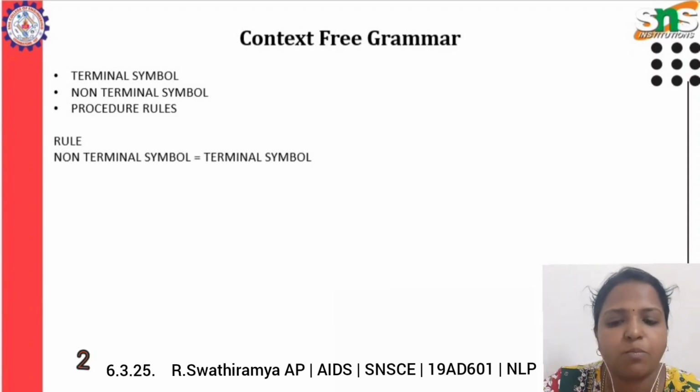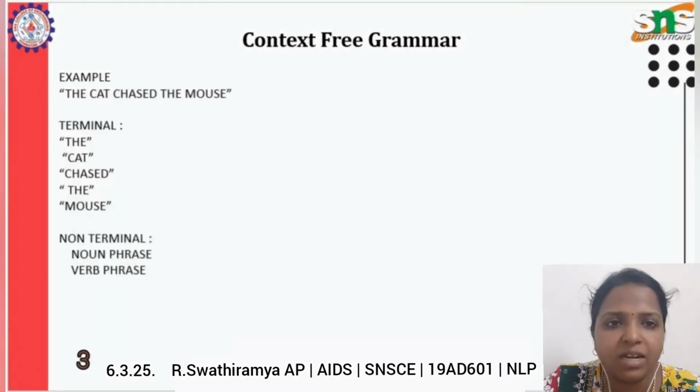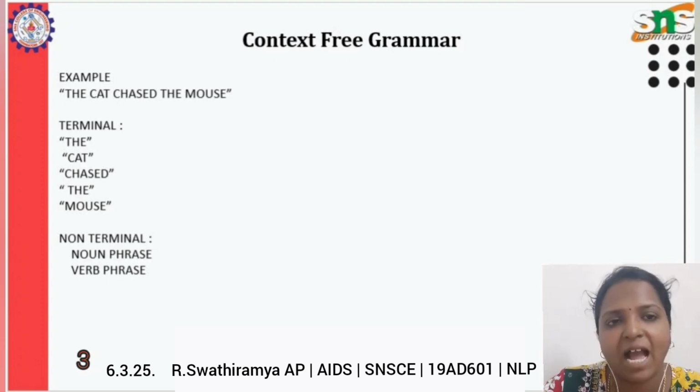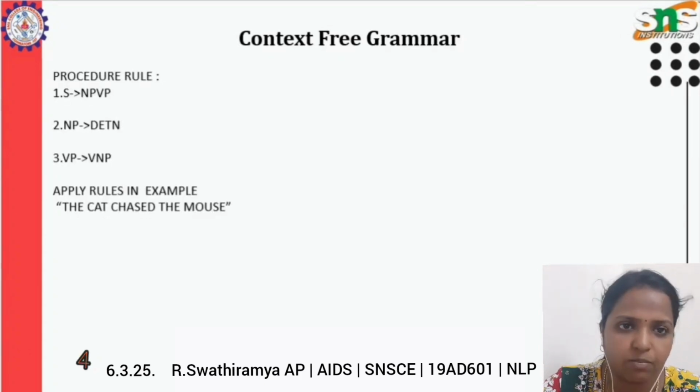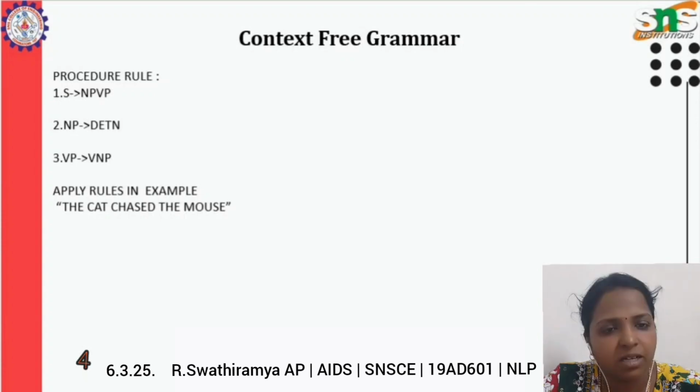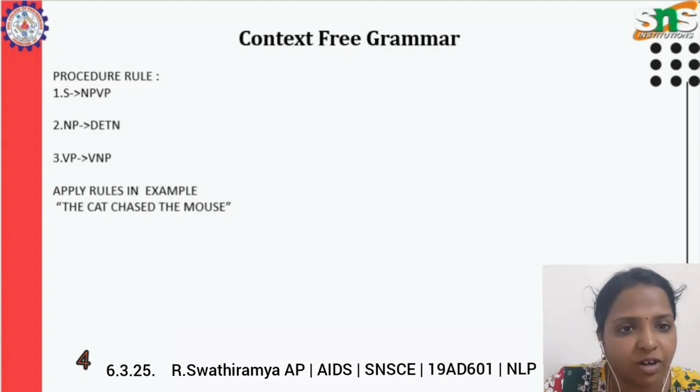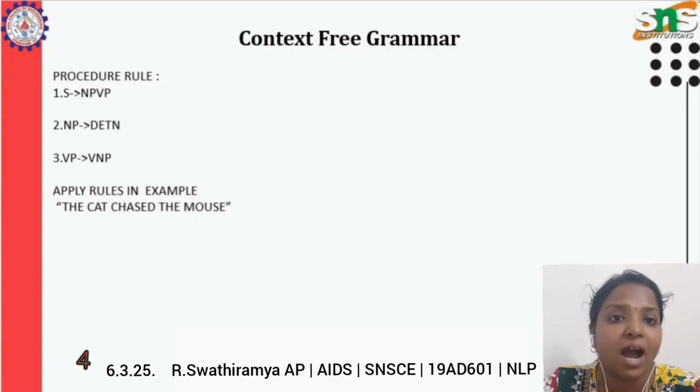Then coming to the last thing, the production rule. You have the set of rules and regulations to be followed to frame a valid sentence or phrase. As I said in the previous video, I will give you an example and apply these rules to check whether the sentence is valid or not. We have 3 rules. Rule 1: a sentence should have a noun phrase followed by a verb phrase. Rule 2: the noun phrase should have a determiner followed by a noun. Rule 3: the verb phrase should have a verb followed by a noun phrase. These are the 3 rules that I am going to apply in my example.